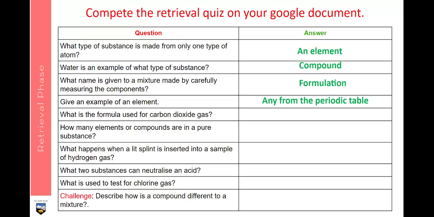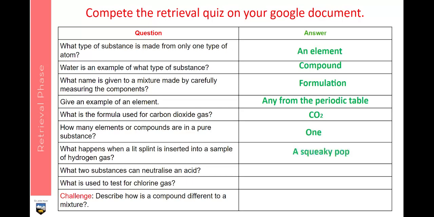The formula used for carbon dioxide gas is CO2. Be careful where you are putting the 2. Okay, it is not a big 2. It is not 2 squared. It is a 2 at the bottom. How many elements or compounds are in a pure substance? Just the 1.